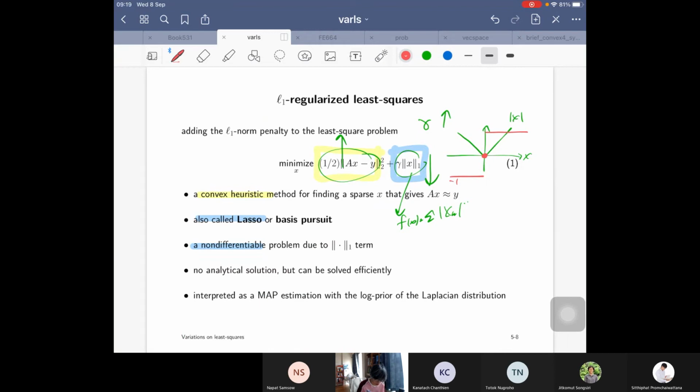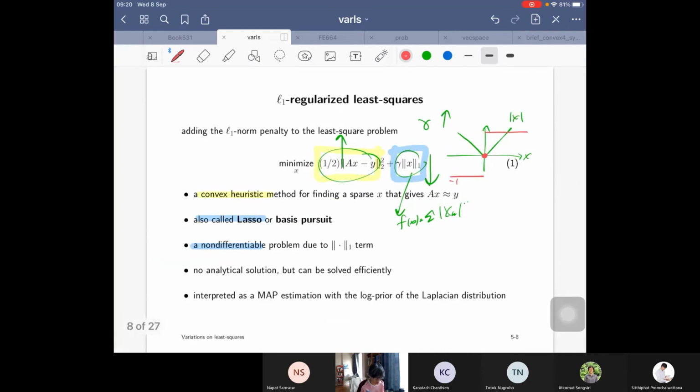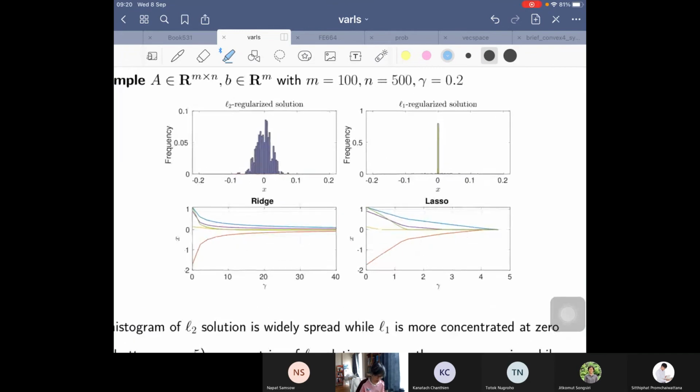This L1 regularized least square unfortunately doesn't have a closed form solution, just like regression or the least square doesn't have a closed form solution. So that's why we need a numerical method to solve it. And again, as we will see when we talk about maximum a posteriori or MAP estimation, this can be interpreted as a MAP with the log prior of Laplacian. Okay, now let me illustrate the results.